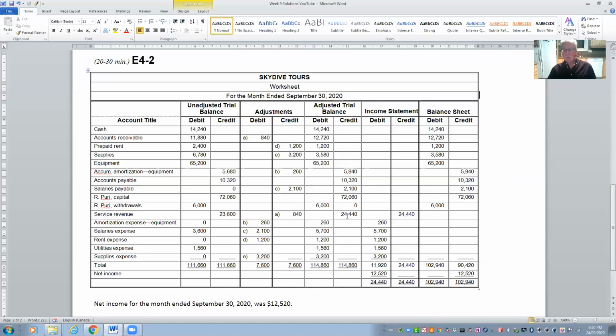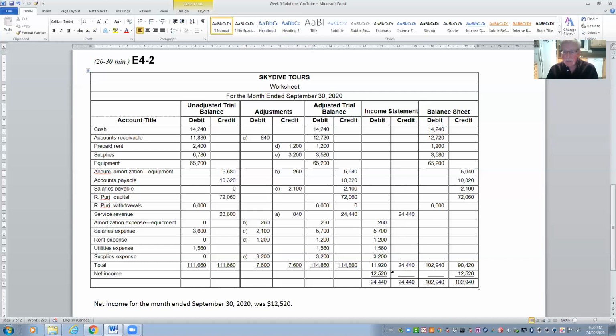So we have our service revenue credit balance of $24,440. It simply moves into that income statement account, as we learned back in chapter 1 in preparation of an income statement. Of course, all our expenses, we have debit balances here, under adjusted trial balance, move it into the debit column of our income statement. Once we've completed that, we would then add both these columns up. So we add up our debits, which in this case all our expenses, $11,920. Our only revenue account, $24,440.